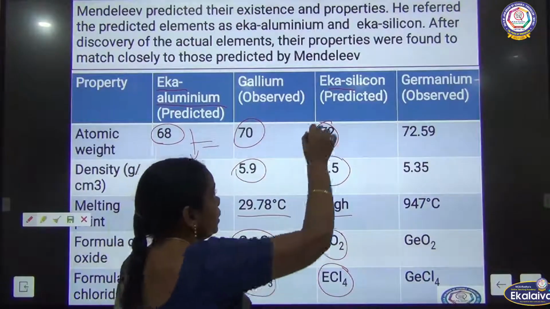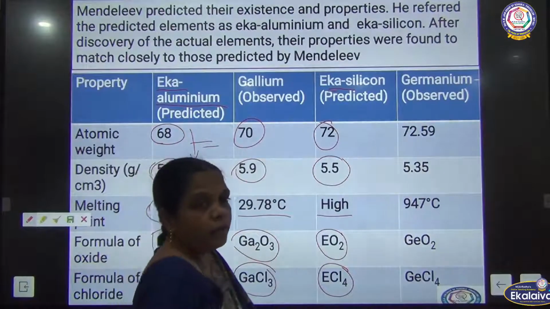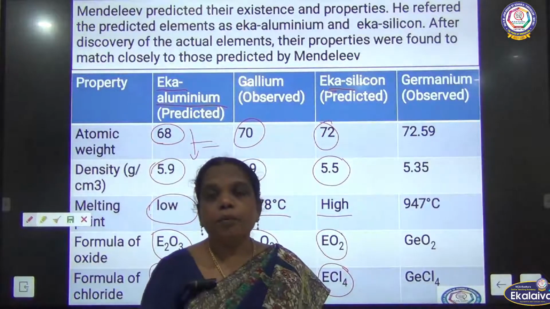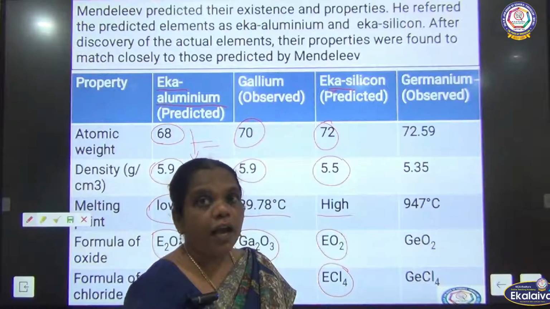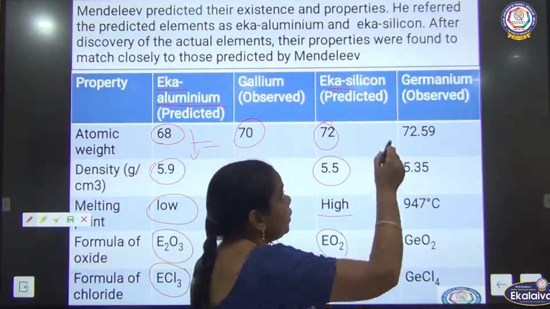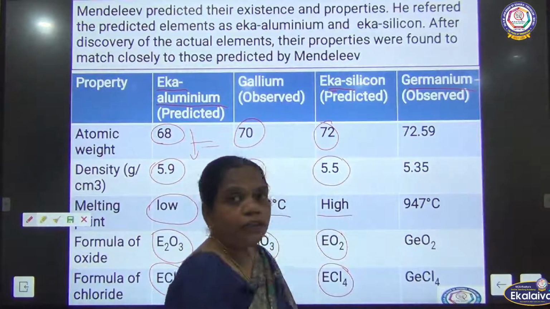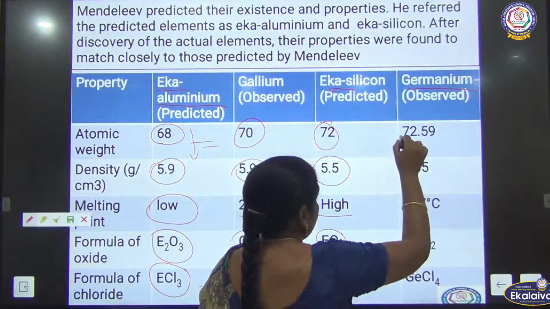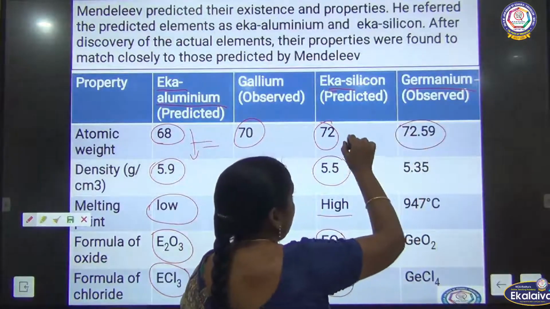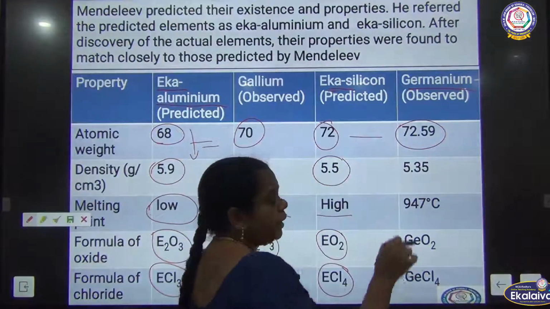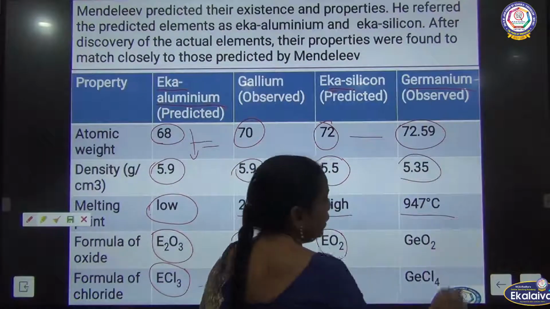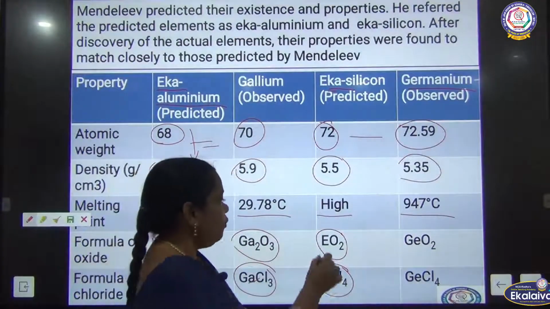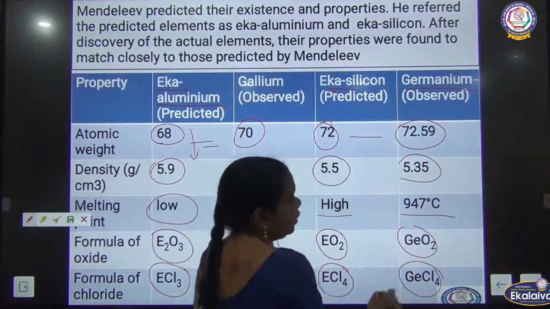So for this case, what name is he going to give? Eka silicon, because no element was discovered, only a prediction. Based on the prediction, he gave the name. After the discovery of germanium, see that the atomic mass is 72, almost near, and the density also almost near, and the boiling point is 947 degrees Celsius, and they can form dioxide and tetrachloride.